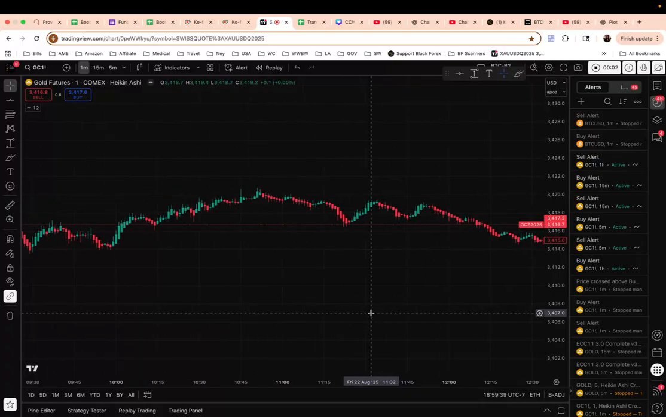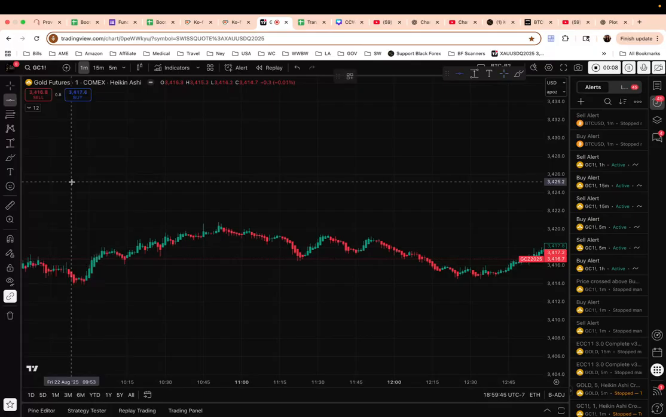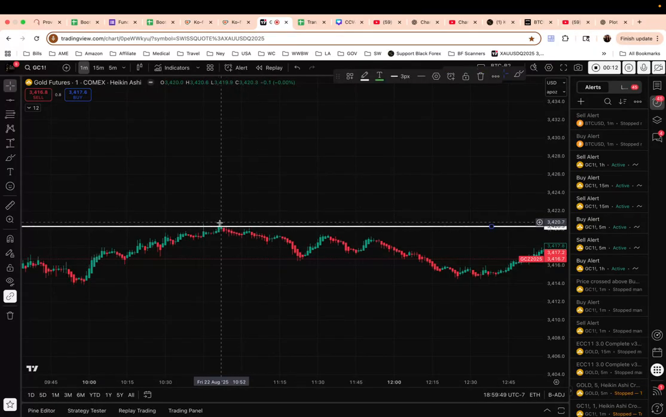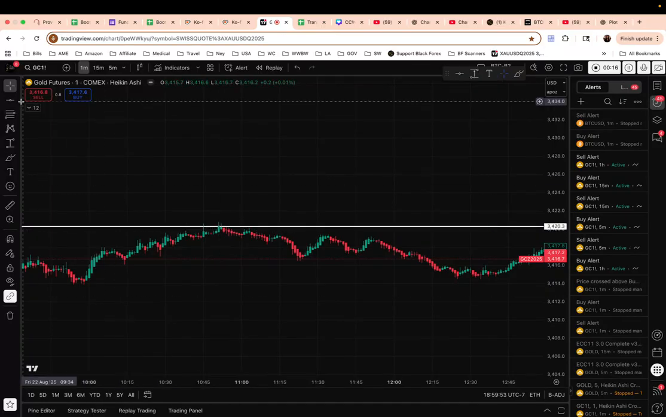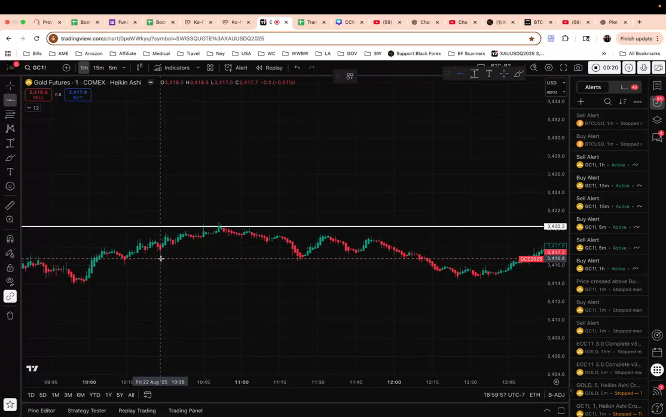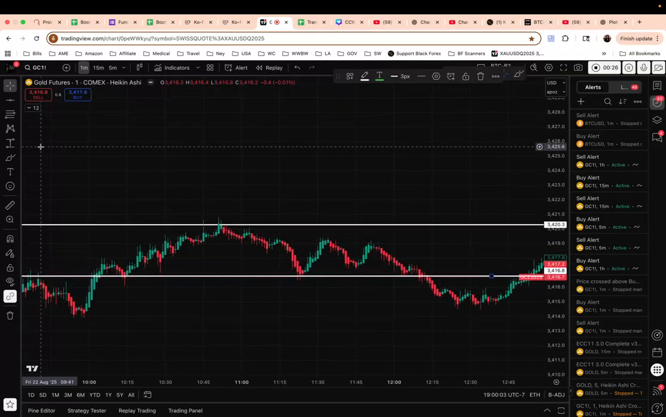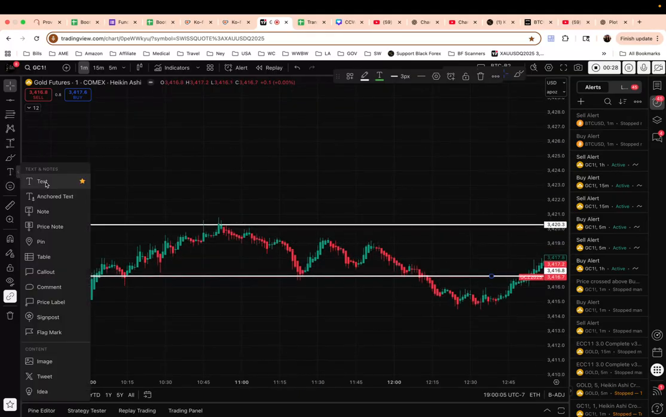All right, today we're going to be trading zones. And what we're going to do is go to the left, get a horizontal line, and look for the previous high of the market. Then we come and look for the low, and we put a line at the high and the low. So what I've created here is a zone.